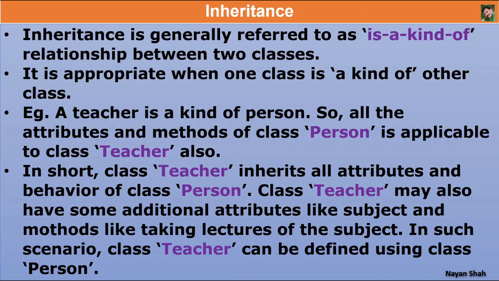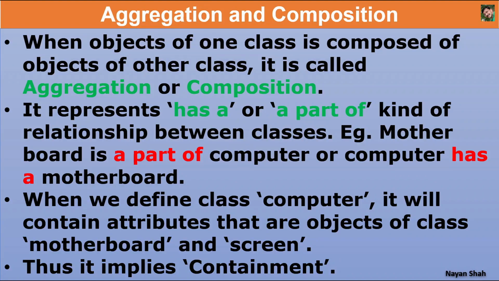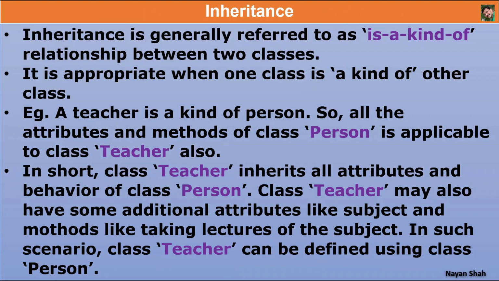And the last topic of chapter 6 is inheritance. Very interesting to understand inheritance. Inheritance is generally referred to as is a kind of relationship between two classes. Now remember, aggregation composition is what kind of relationship? A part of or has a type of relationship. Has a or a part of type relationship. Whereas inheritance is a kind of relationship between two classes.